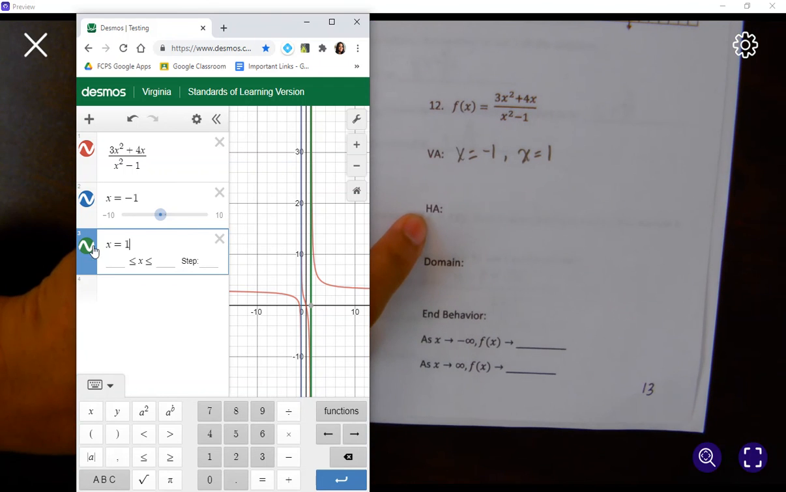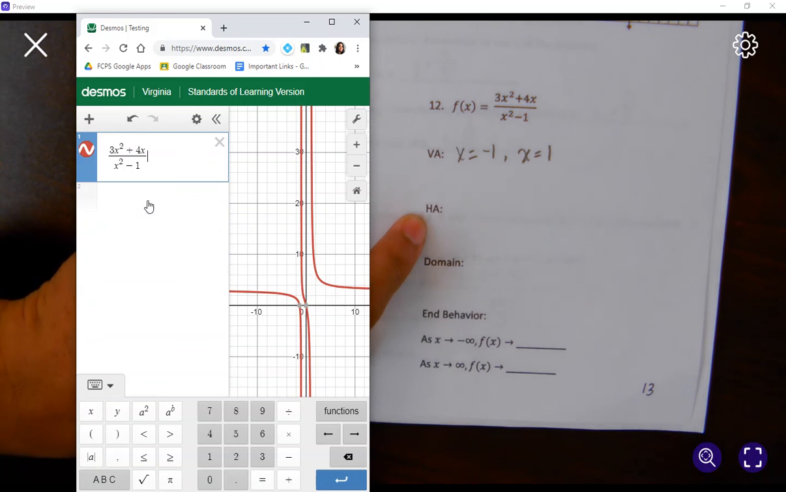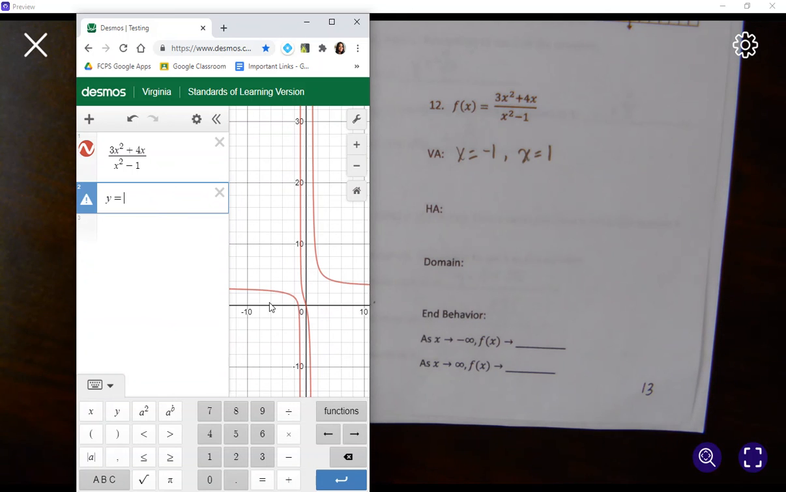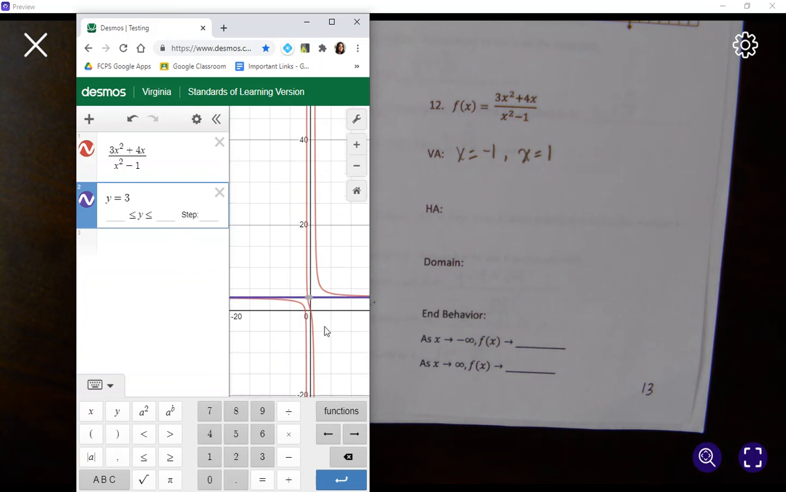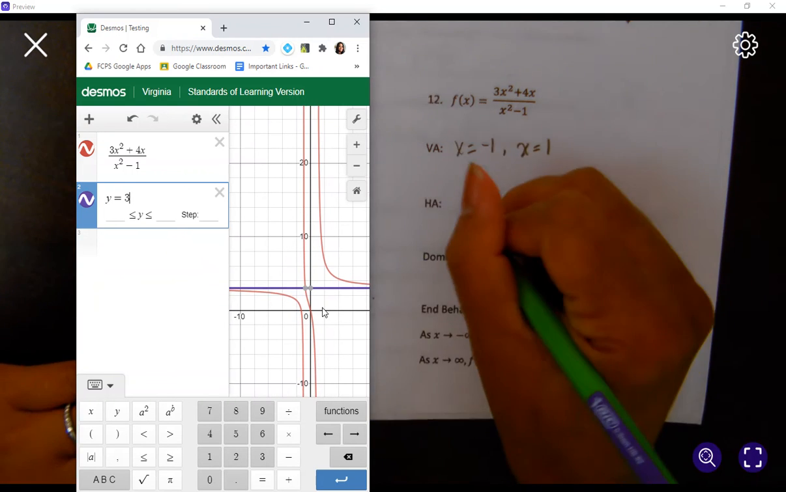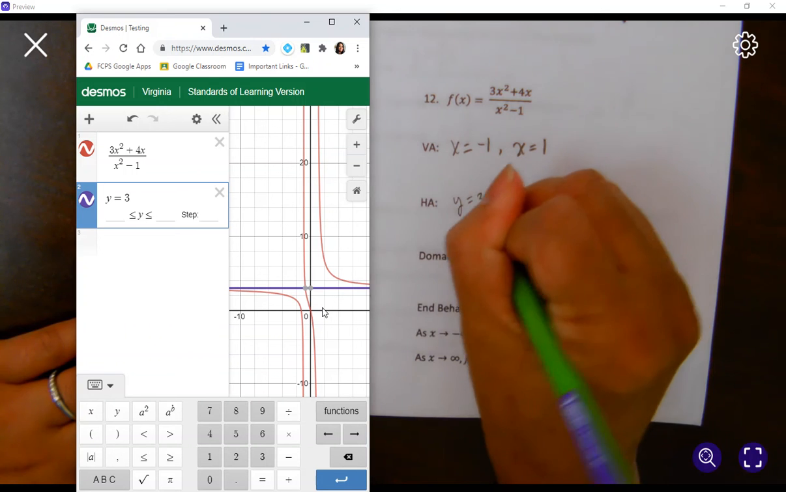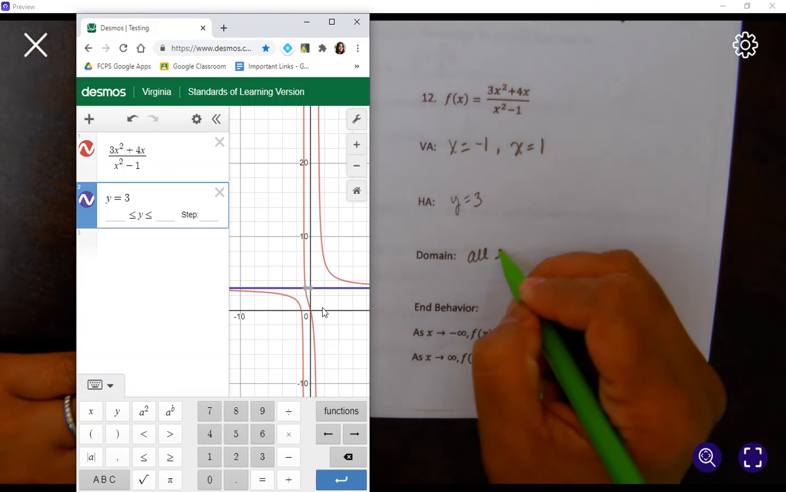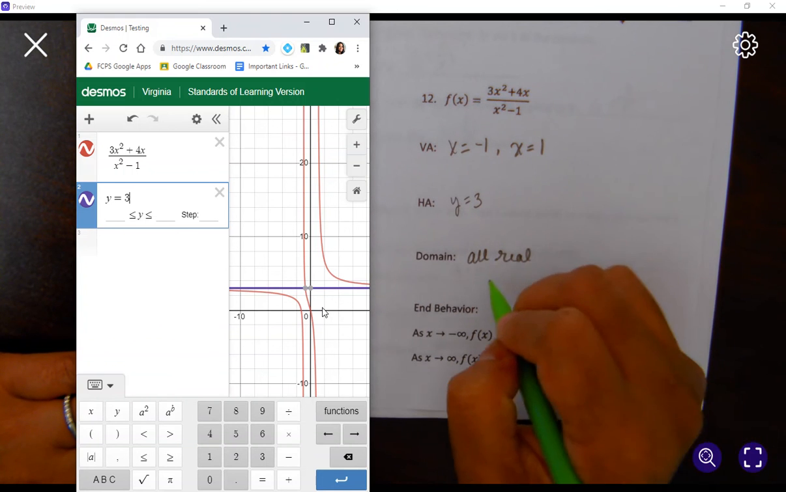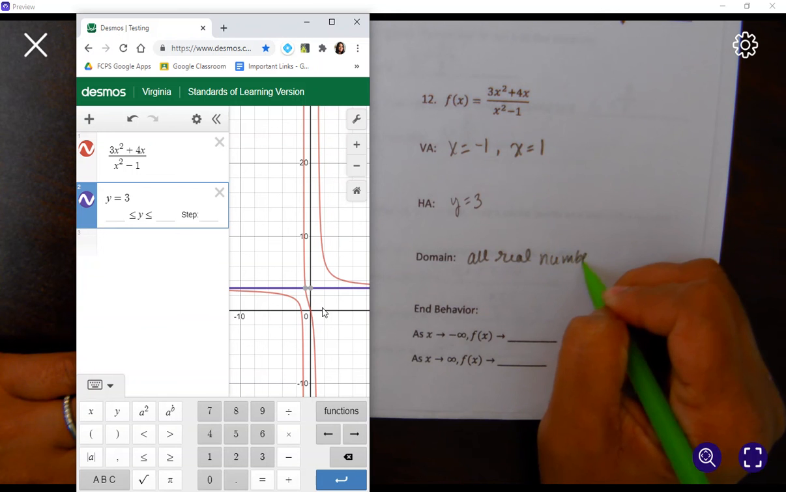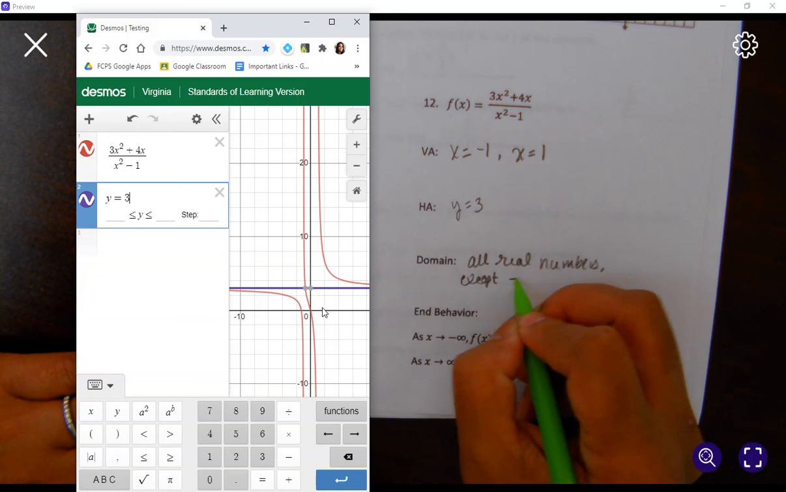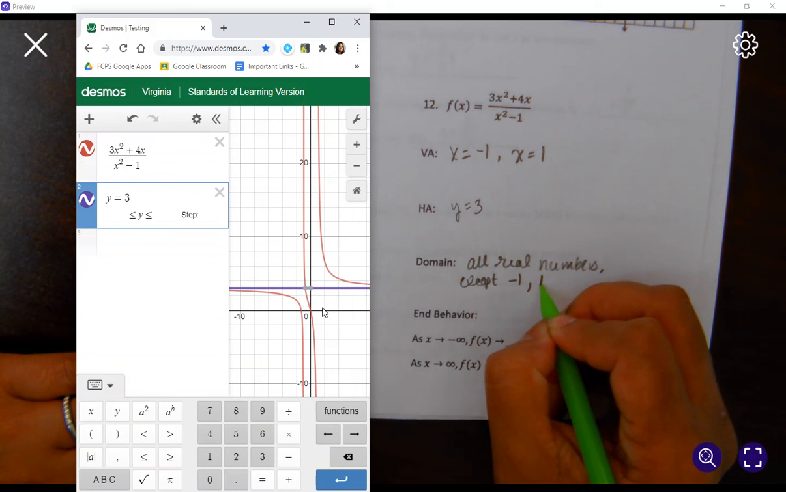And then the horizontal asymptote, let me just write this down first. Okay, a horizontal asymptote, let me take this off. So you have y equals, let me guess it at 2, no, higher, so 3, there you go, at 3. Okay, and then the domain, you're just going to say all real numbers, so from -infinity to +infinity, except where you have your asymptotes, so -1 and 1.